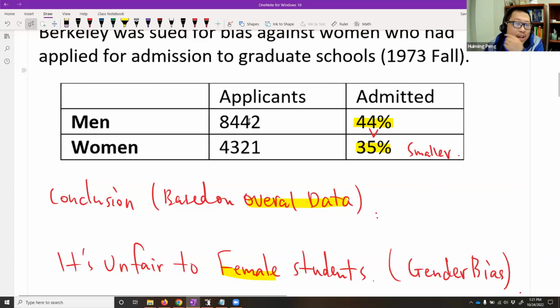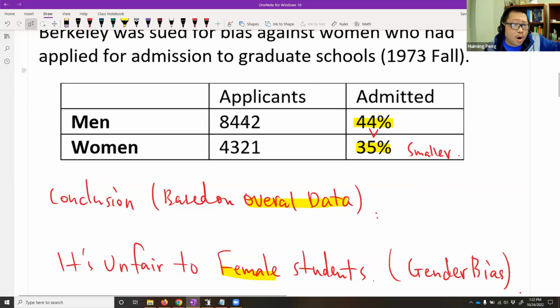4,000 is much smaller than 8,000. Okay, so we have some other policy. Probably like the policy where we say our school will take the same number of female students and male students, so that the female and male students balance. That kind of policy. If I do that kind of policy, what kind of results will we get?